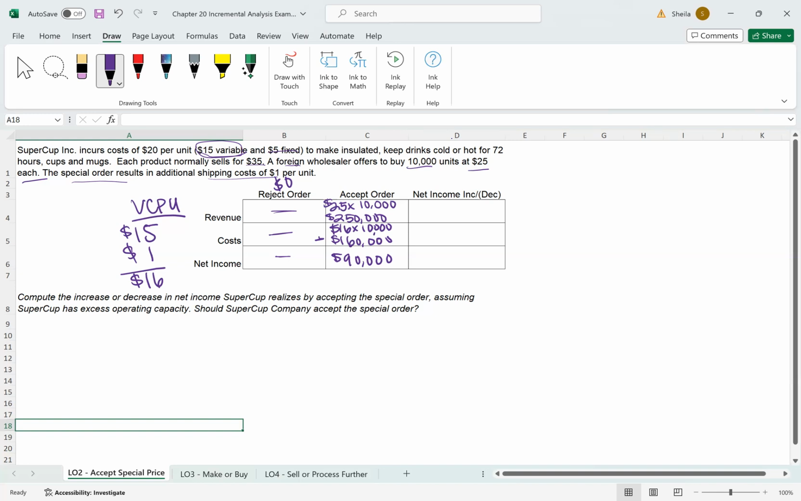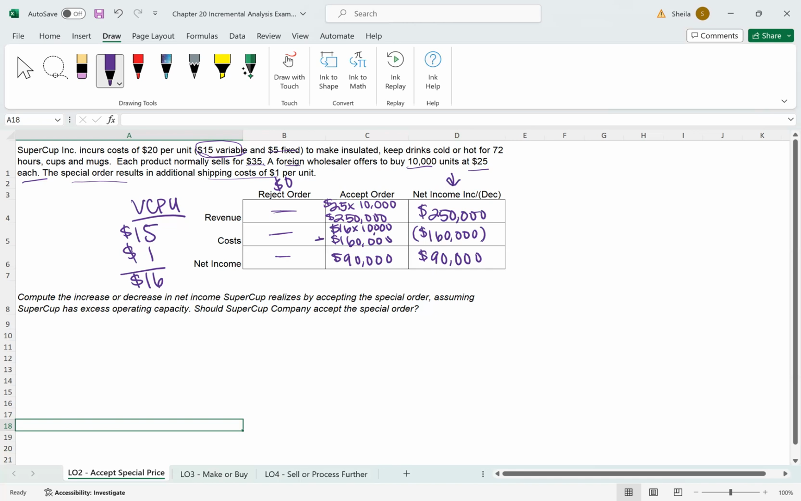Now, again, let's look at this column over here. When we compare a $0 revenue to a $250,000 revenue, that's going to increase our revenue by $250,000. Increase in costs are going to, in fact, decrease our net income by $160,000. And then when you subtract revenue minus costs, we see the same $90,000 increase in net income. So just remember how the columns move across. You're going to see that a lot in the practice and the homework.